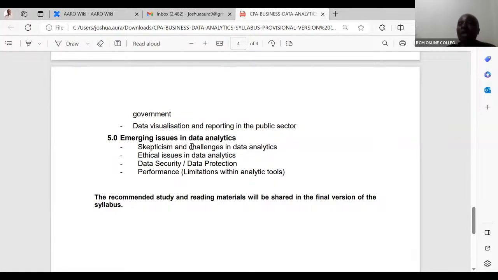You can't just go and get data and then start relying on it. You have to be skeptical. Skepticism is about having a question in mind. It's about, in this case, doubting everything you're told. Ethical issues in data analysis, you can't.